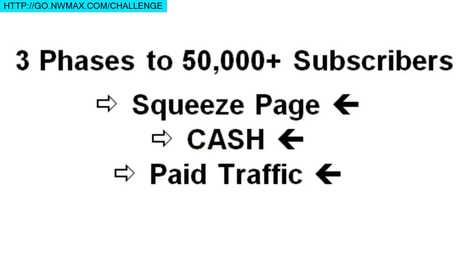The real secret to accumulating over 50,000 subscribers in about 6 months is really about optimizing and mastering these 3 phases. So for the rest of the video, I'm going to go over each of these phases individually and in more detail so that you can build your own sales funnel.